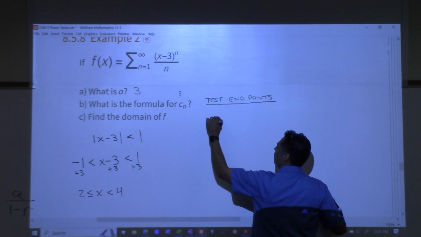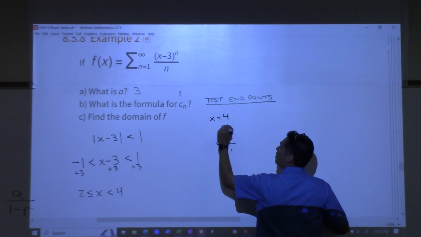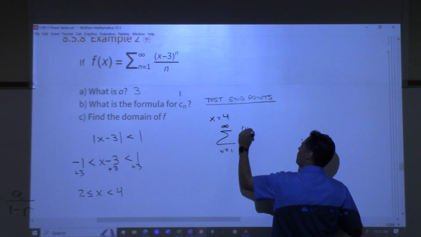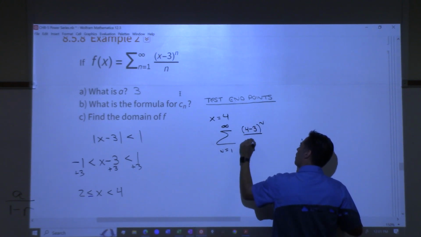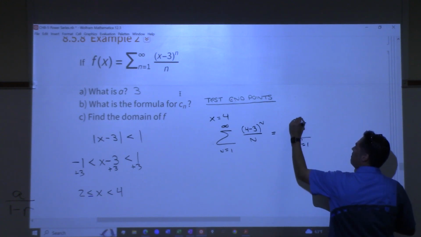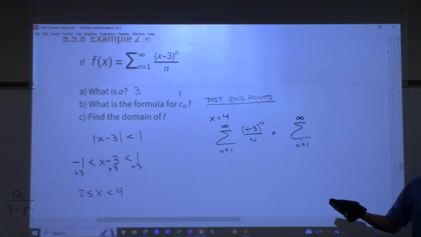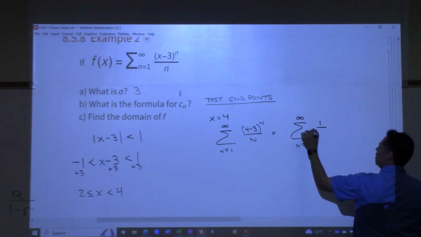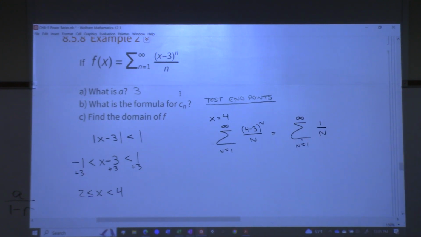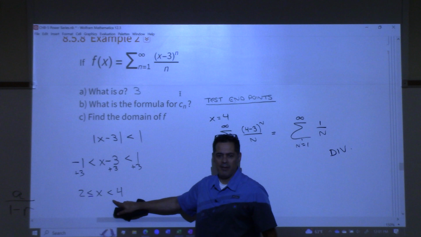Now I'm testing x is 4. So go to your power series, replace x with 4. If we do 4 minus 3, we get 1 this time, right? What's 1 to any power? 1. So this is 1 over n, and that's what type of series? Harmonic, and it diverges. And therefore, you do not want to include the right endpoint.